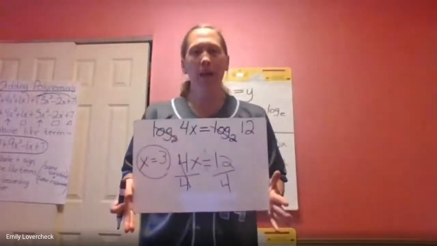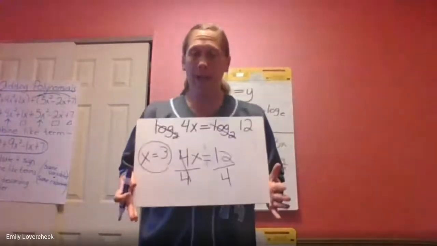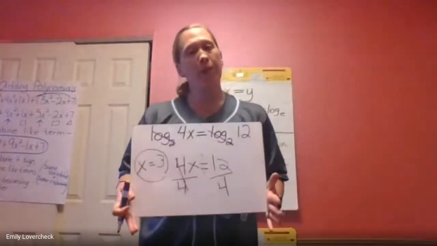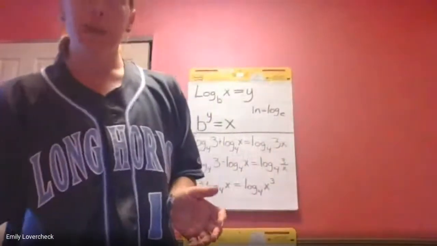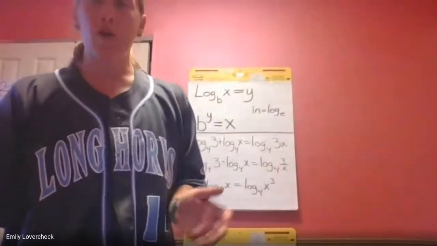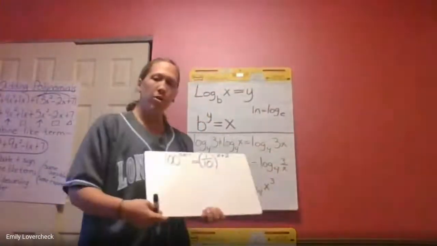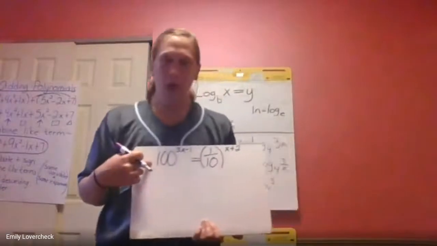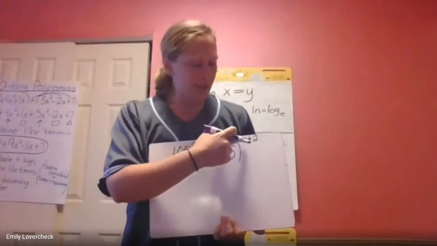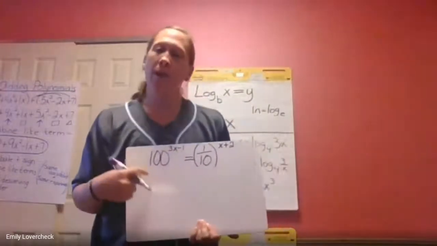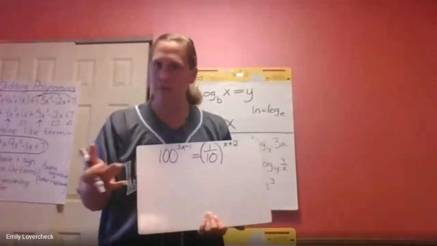Okay, so that's what would happen if they were the same logs on either side, or if they were the same base exponentials on the same side, those bases would cancel. We did a problem similar to that yesterday. We had to manipulate both bases. And that's also what we're going to do on this next problem. So this next problem is similar to ones you'll see on your review. It's 100 to the 3x minus 1 equals 1/10 to the x plus 2. Well, right away, these can't cancel because they're not the same. So we have to manipulate the numbers to be the same.